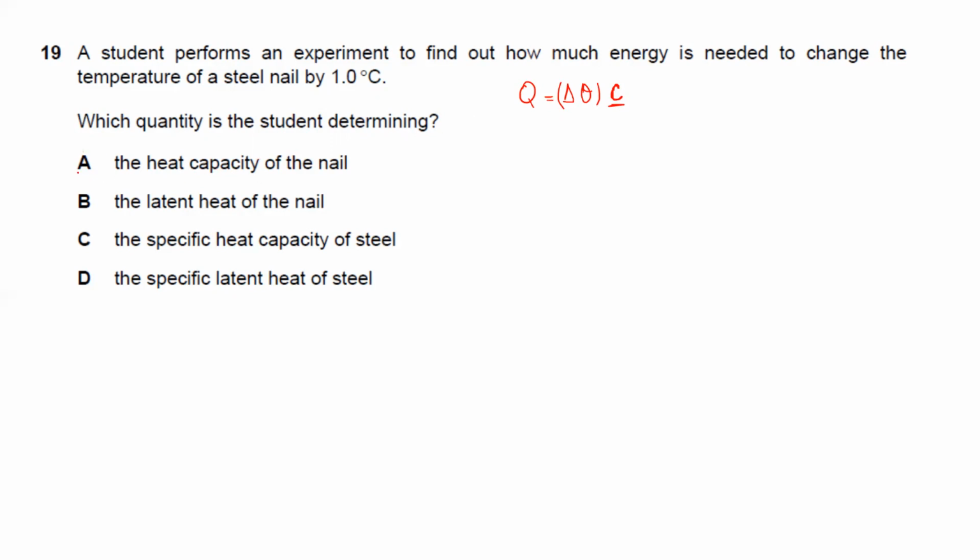So the heat capacity, part A. It is not latent heat because the state is not changing. It is not specific heat capacity because the mass of the steel is not constant, or not 1 kg or 1 gram or whatsoever. Then again, specific latent heat: again, the state is not changing and the mass of the steel is not given in this manner. So this is basically the heat capacity which the student is measuring.